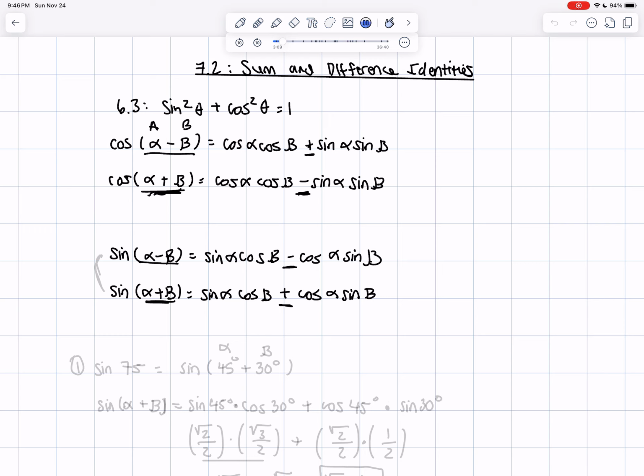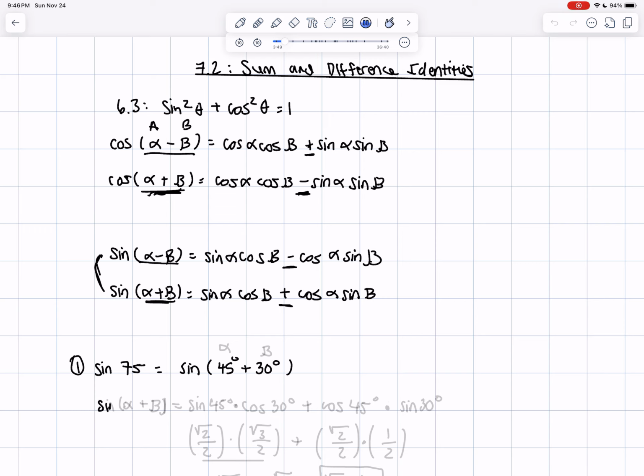Let's try a couple examples of this. Let's make the first one the sine of 75. This is when I would think of two angles that add up to 75. The ones that I think of right away are the sine of 45 plus 30. And then I look at, okay, do I have sine or cosine? I have sine, so that means I'm going to use these two right here, and the sign will stay the same. So if I have positive, my full equation is going to be positive.